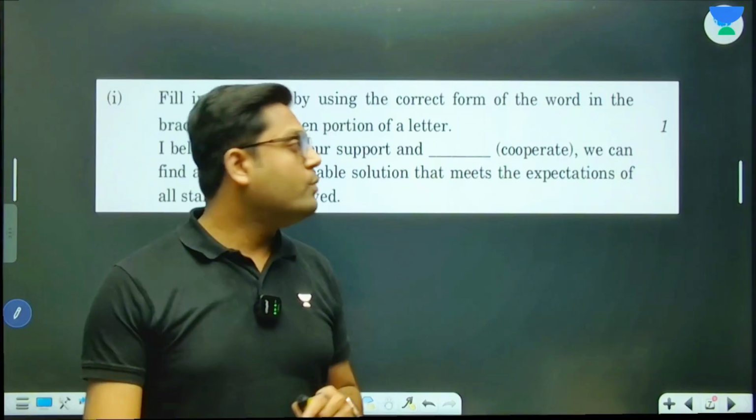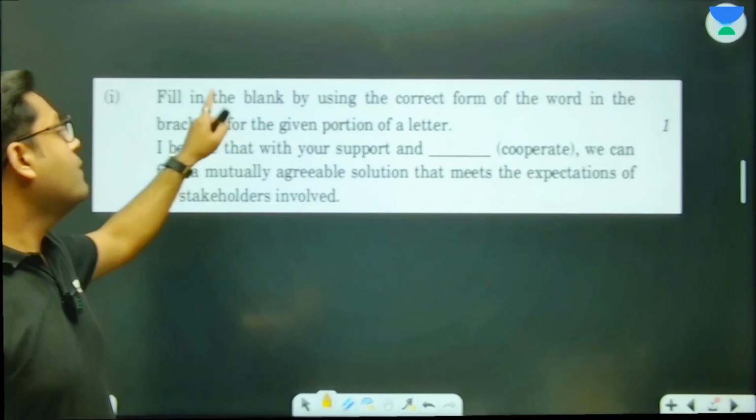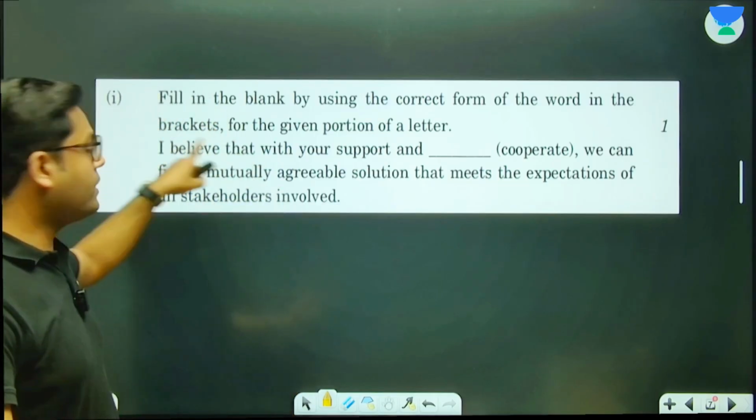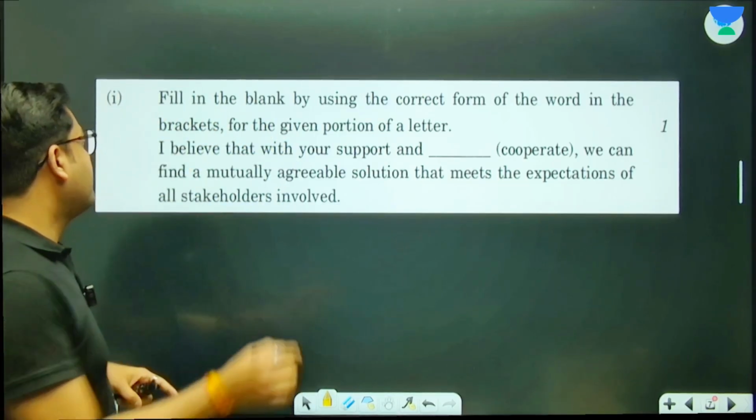Fill in the blank by using the correct form of the word in the brackets for the given portion of a letter. First of all, you need to read the entire question. Do not directly start from here.